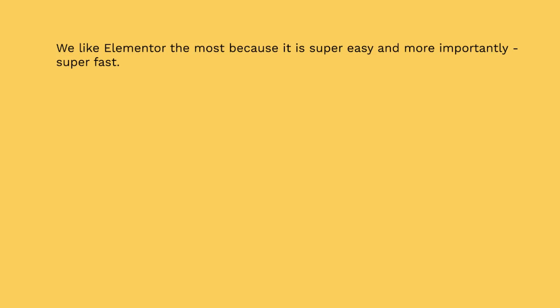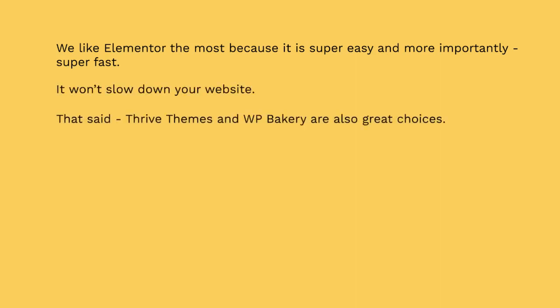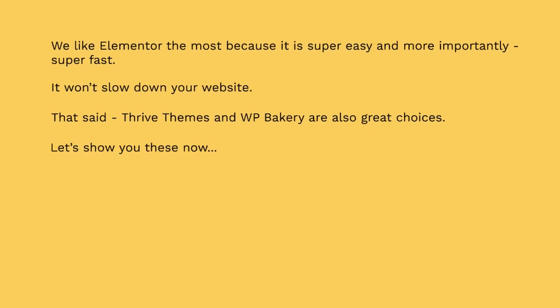One thing to note is that as you begin to add more plugins to your WordPress site, it will actually slow things down. What we've found when we've tested things is that Elementor has a lot of features, but it doesn't have a lot of coding. So it runs really, really fast and it won't slow your website down. With that said, Thrive Themes and WP Bakery are really, really good choices. So let's go ahead and hop on over to those websites and show you these in action.